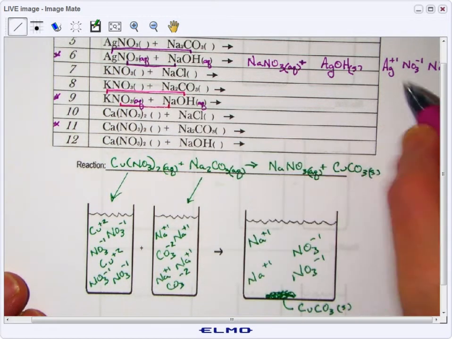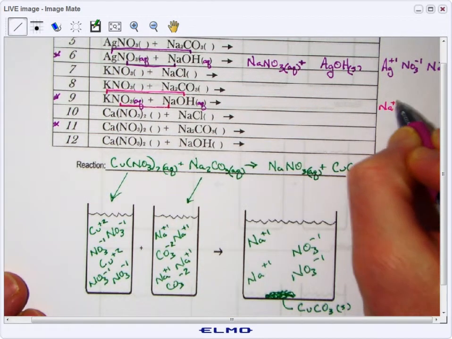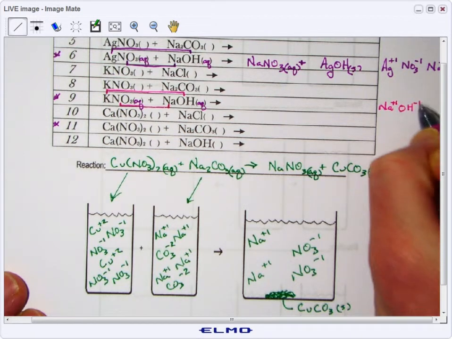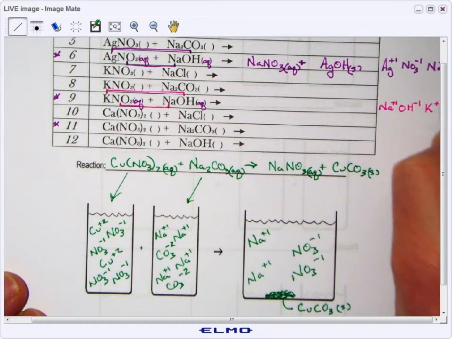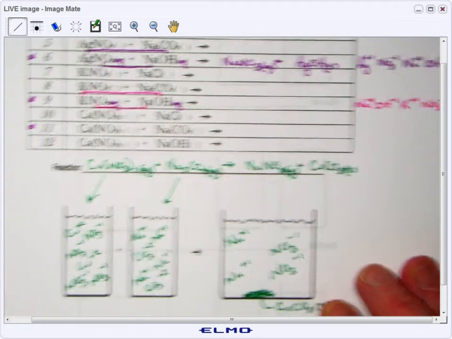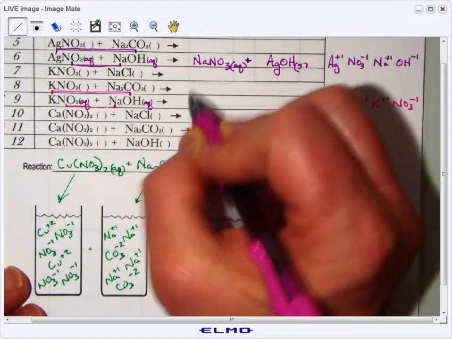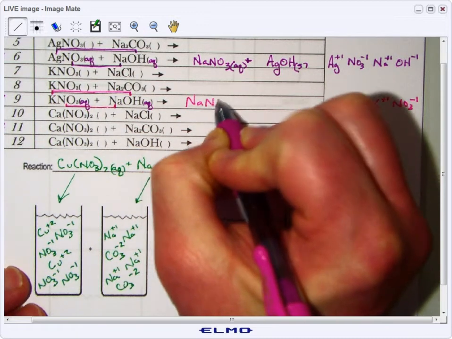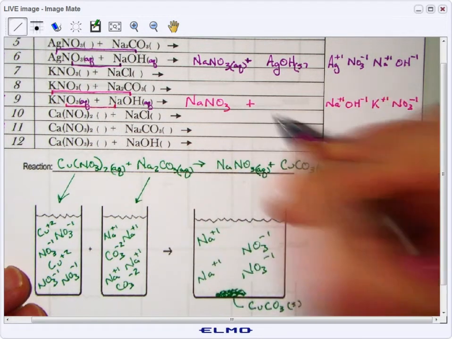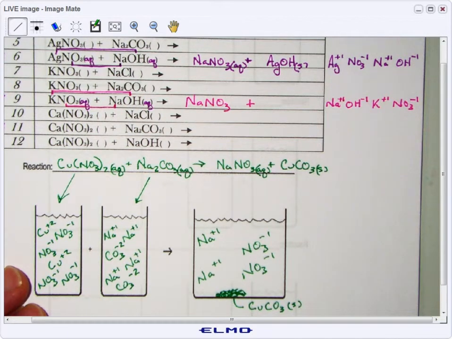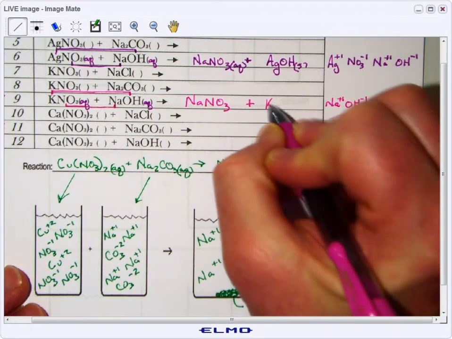We'll write down, I'll give you the charges on those. Na is a +1. OH is a -1. K is a +1. NO3 is a -1. I'm mainly doing that so that when you draw your diagrams, you don't have to try to look up what the charges are. You can just use that as it's written. So let's form our new dance partners. Na is dancing with NO3. It's a +1 and a -1. We've seen that one before. And K is dancing with OH.